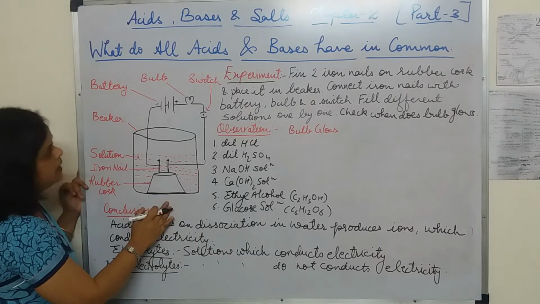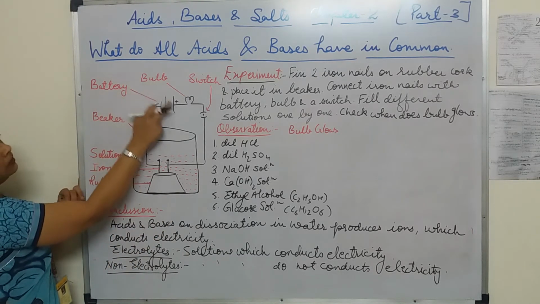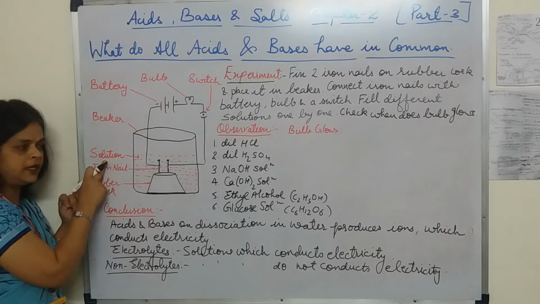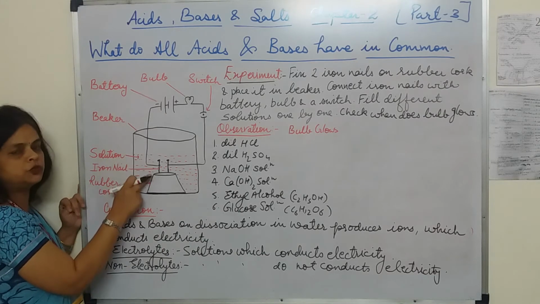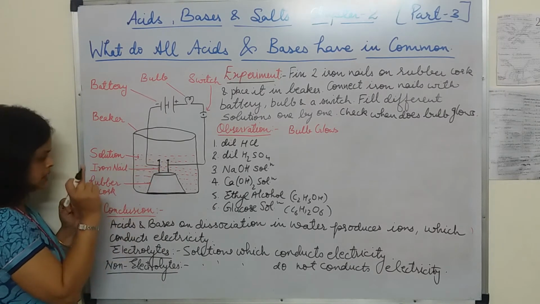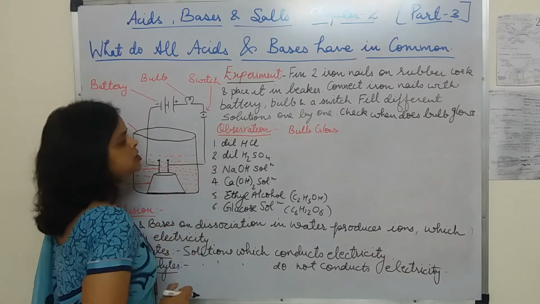This is the diagram. I have done the labeling over here. You can see battery, bulb, switch, beaker, solution. I have not written any particular solution. One by one we are going to fill the different solutions. Then these are two iron nails and this is the rubber cork. Fine. Let's start with the observation part.